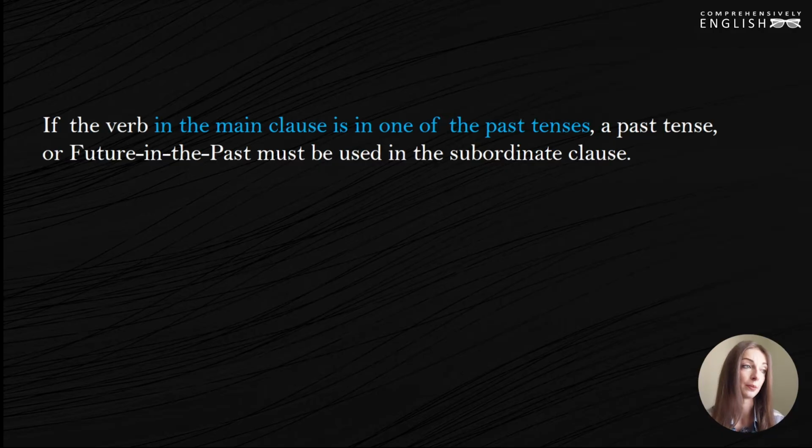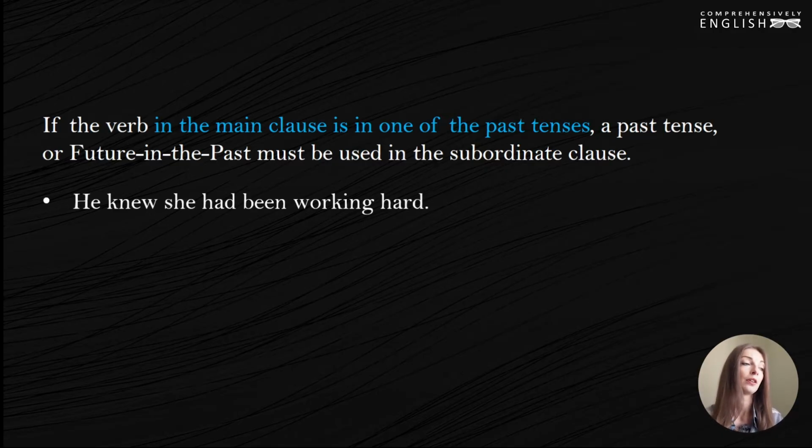Let's look at the examples. He knew he had been working hard. The main clause contains a verb in the past simple tense. He knew. That means that our subordinate clause must contain a past tense too. In this case, it's past perfect continuous. He had been working hard. Obviously, we are talking about an action that preceded the action in the main clause and continued for a while, right? That's why we use the past perfect continuous tense.